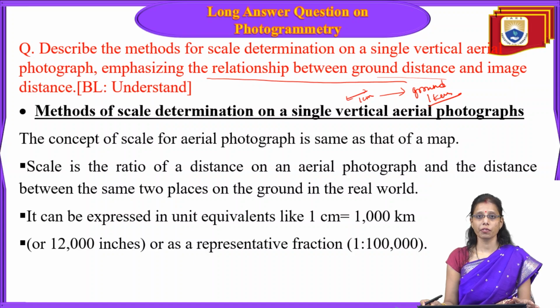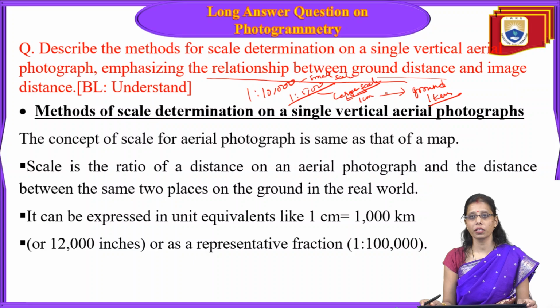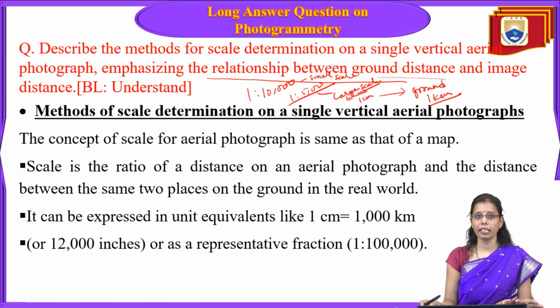We have two types of scale here, large scale and small scale. When you talk about the large scale, the value will be smaller. Suppose 1 is to 10,000, or 1 is to 5,000. So which scale is larger here? 1 is to 10,000 will be the small scale, whereas 1 is to 5,000 is the large scale. Why do we call it large scale? Because it covers less area, but it gives more detail. So the concept of scale of an aerial photograph is the same as that of a map.